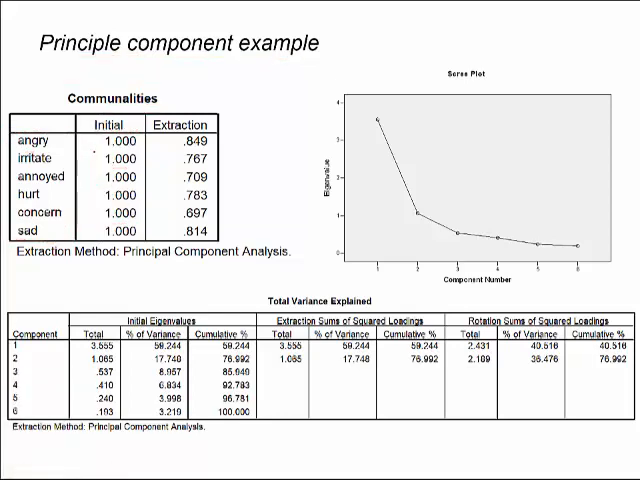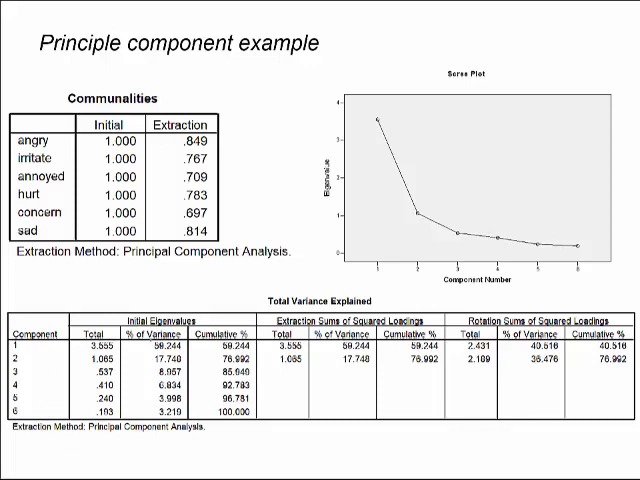And so that initial solution where we extract all the possible factors, we also have down here where it says initial eigenvalues. These are the eigenvalues if I extract all the possible factors or all the possible components. So here we have, if we extract one component, our eigenvalue was 3.55. I extract the second component, the eigenvalue is 1.065. The third, my eigenvalue is 0.537. The fourth, my eigenvalue is dropping down to 0.4, and so forth. So I have the eigenvalues here if I extract all 6 of the possible components.